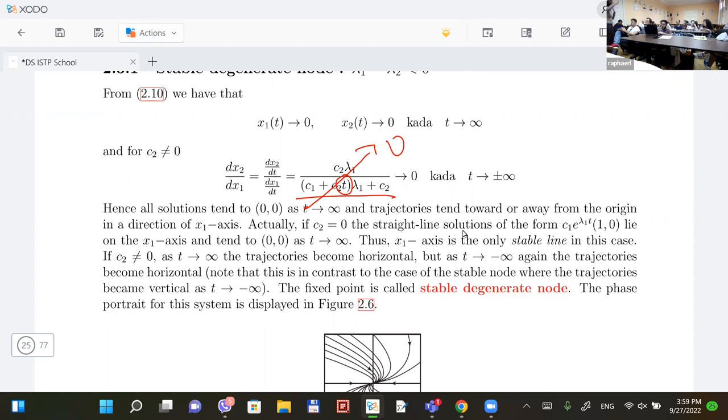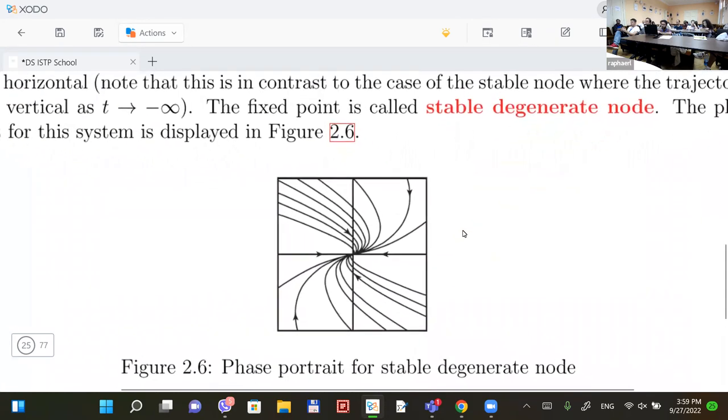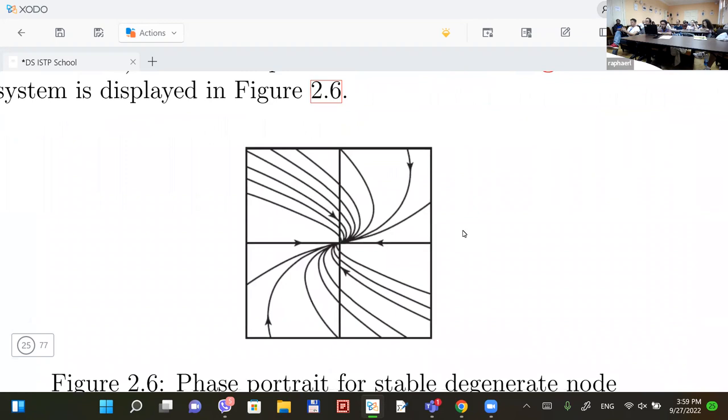in comparison with the classical stable node. There we have two directions. We are approaching tangent to one and moving away parallel to another. Now we are approaching and moving away in the same direction. That's why we call this fixed point a degenerate node. In this case, the stable degenerate node, and of course the unstable. So as you see, now we approach the origin tangent to the x1 axis, but if we move away in backward time, we again come parallel to that same direction.